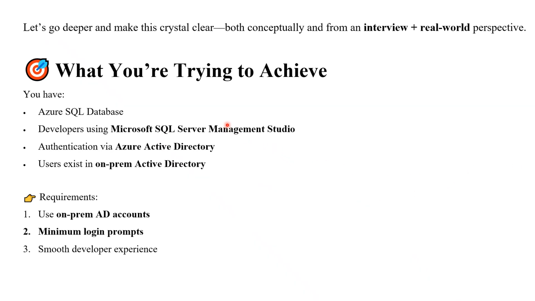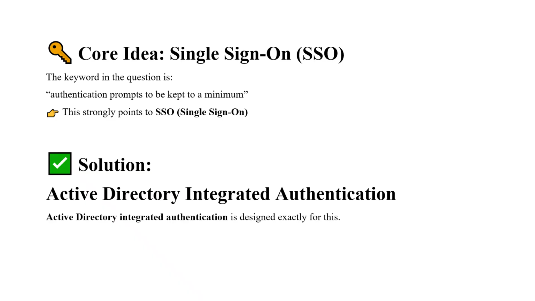So let's go deeper step by step. What we are trying to achieve, we have already discussed. What was the requirement? Use of on-prem AD account, minimum login prompts, and smooth developer experience. We already got that via Azure Active Directory. So the core idea is single sign-on, SSO, that I already told earlier. So the final solution is Active Directory integration authentication. It is exactly designed for this.